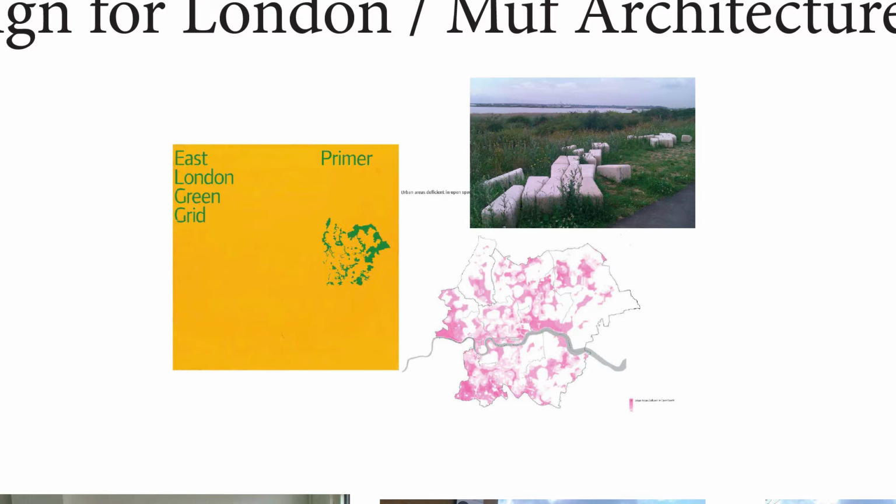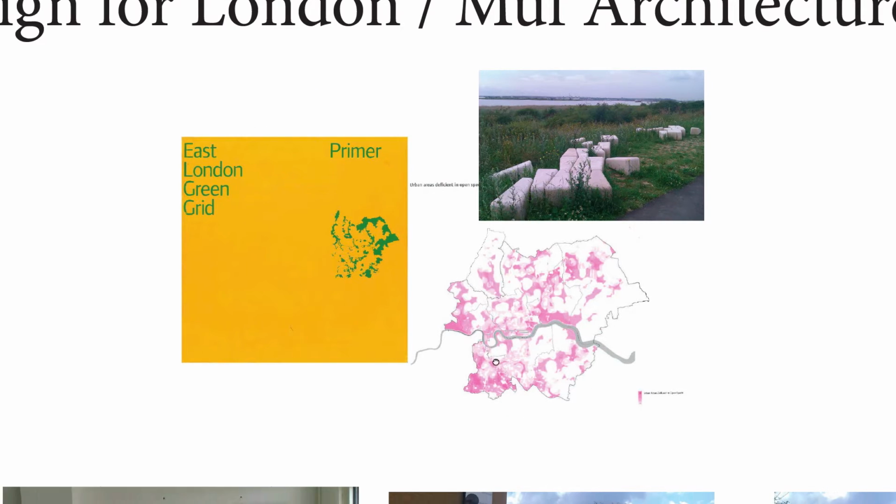It means knowing the influence that those contexts are going to have on your design. And so in this situation, the projects that we're talking about are situated within the policy framework of the East London Green Grid.